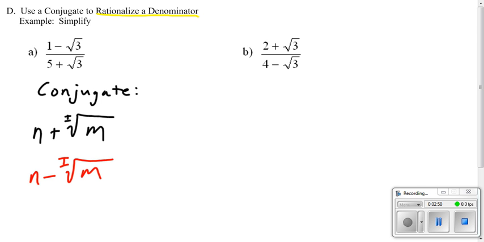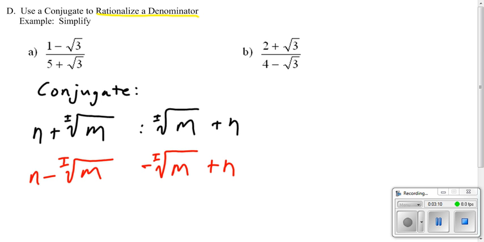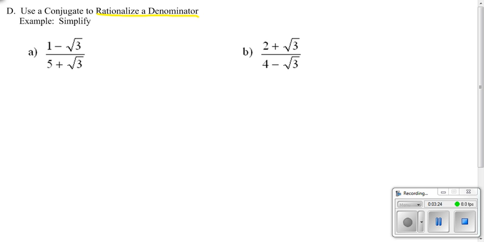our root of m. Now, if they had it written in this form, if they had I root m plus n, our conjugate then, we switch the sign that's in front of the radical to negative I root m plus n. So it's always the sign that's in front of the radical that needs to get switched, because that ensures then that when we multiply it by the original, we'll get rid of all of our radicals. So if we wanted to find our conjugate, let's say we had 1 plus square root of 3, our conjugate would be 1 minus the square root of 3.